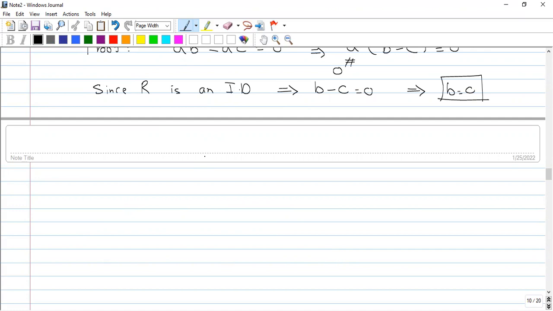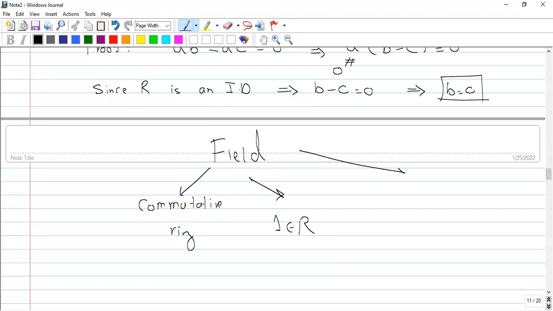and then we will see what the relation is between the field and an integral domain. So one can see that a field, again, is a commutative ring. A field is a commutative ring with unity such that every non-zero element is a unit.